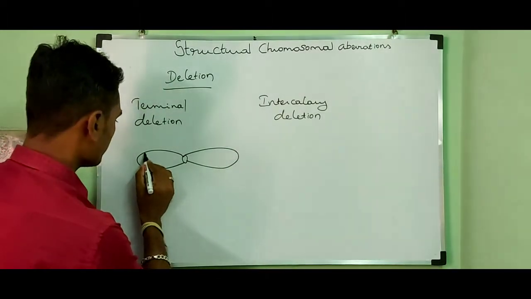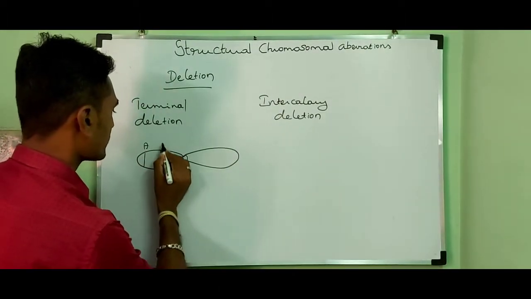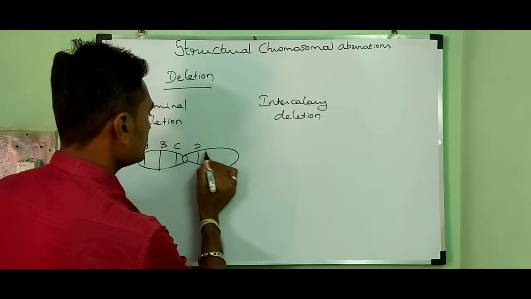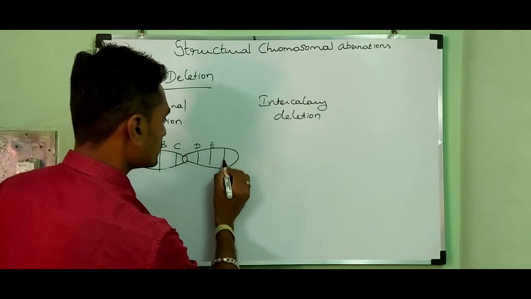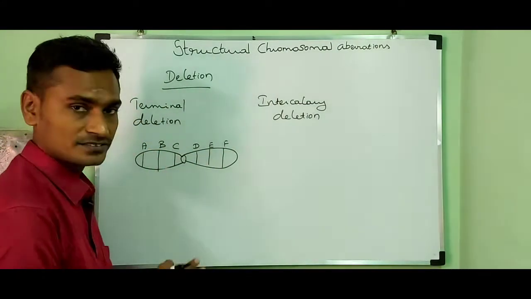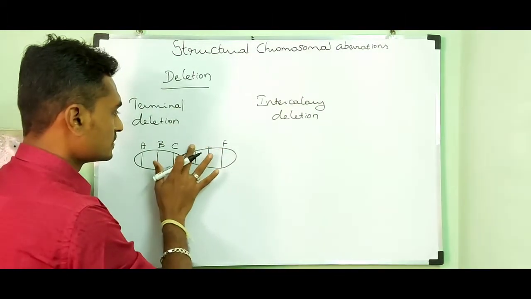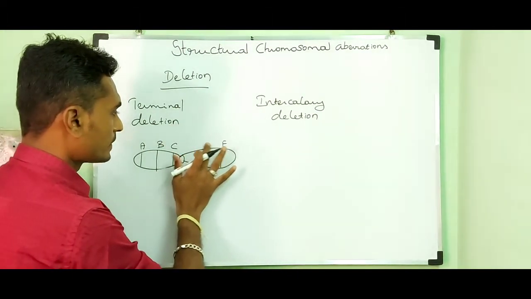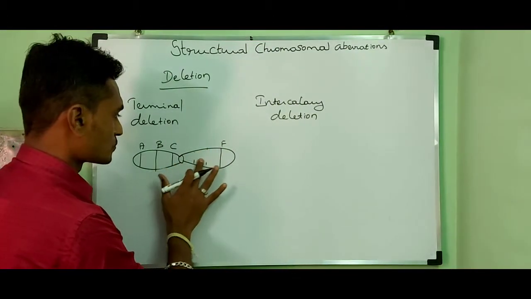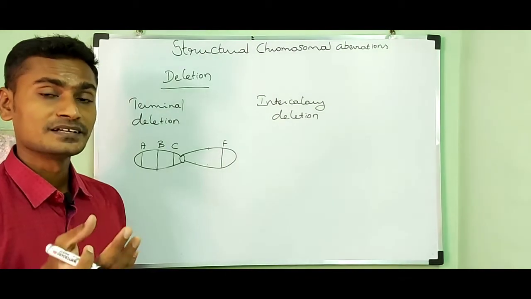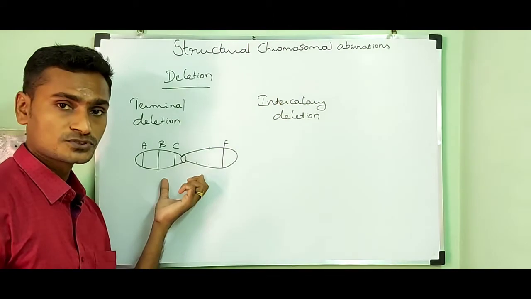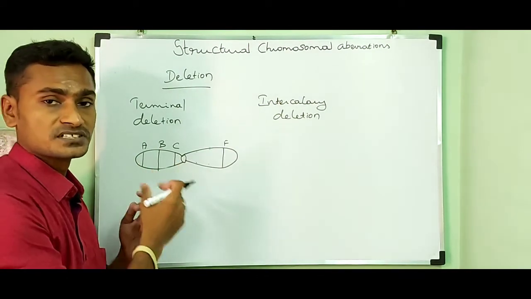So it contains capital A, capital B, capital C, here D, E, F. Suppose the deletion occurs on these two segments or portion of that chromosome. So when the normal chromosome paired with this mutated chromosome, that is the aberration chromosome.